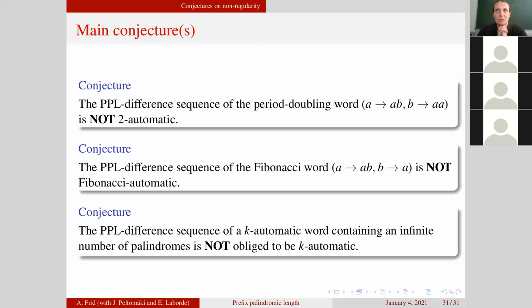And I know that there are many experts here, and maybe you could give me an example of some other function which is not k-regular for some k-automatic word, but at least I do not know such an example. Well, in fact, I do not know this example too, because it is not proven. But I just hope that it could be the first example of such a function. So that's all. Thank you.